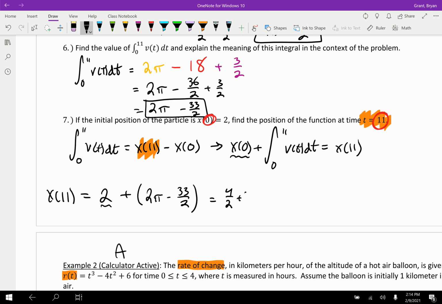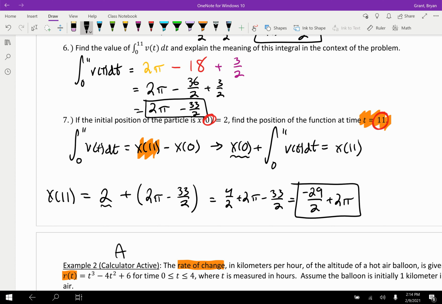4 over 2 plus 2 pi minus 33 halves, which becomes 4 minus 33, I think, is negative 29 halves plus 2 pi. Awesome. Now, 2 things to finish up this problem. First, I didn't actually finish with problem 6, because 6 said, after you find the value, please interpret the meaning of this integral. Now, I've found in the past that this becomes a little bit easier if we actually give a decimal value to these.